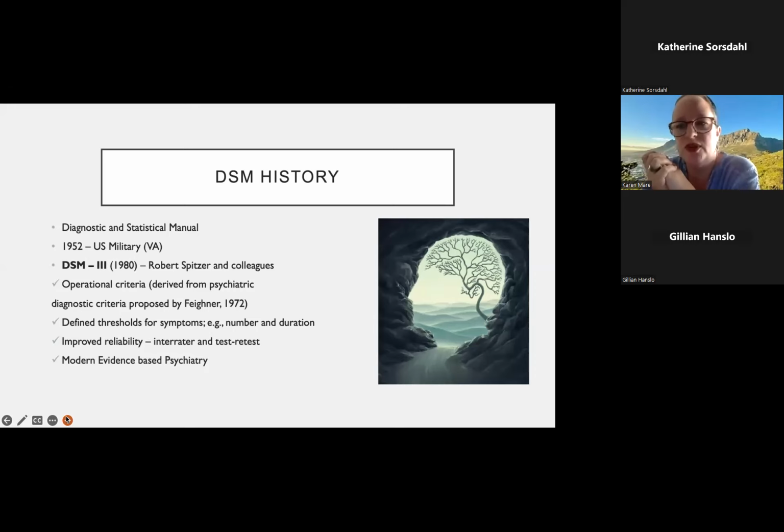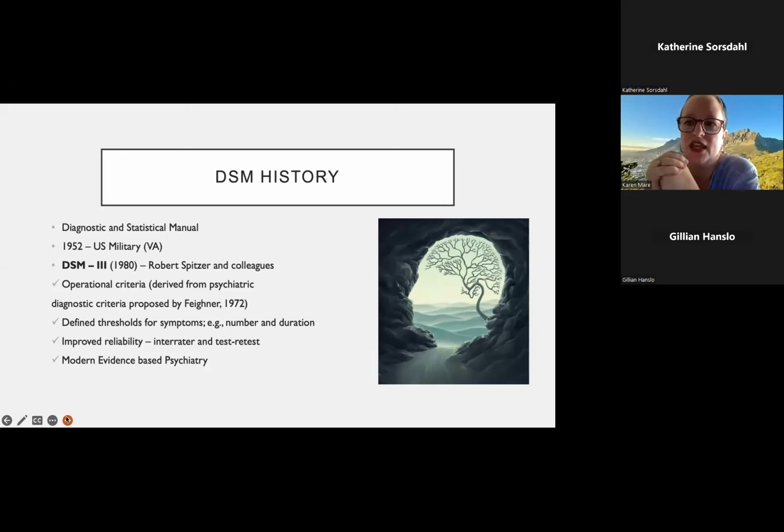In other words, if we're not sure that different clinicians that assess the same patient will get the same diagnosis, or that if the same patient is assessed 2 weeks apart, that the same diagnosis will be made. So we really need to get reliability in the field. And the way to do that is to operationalize criteria.